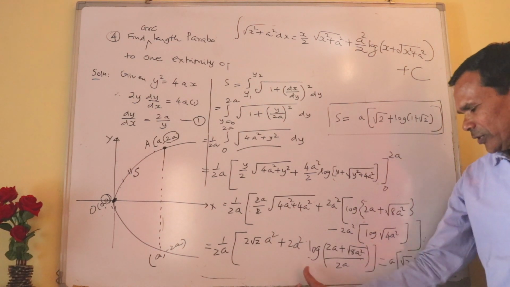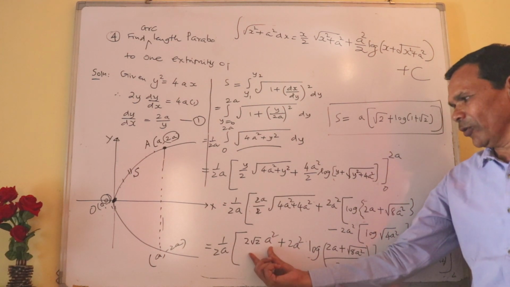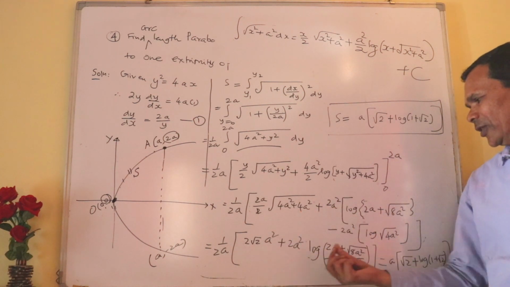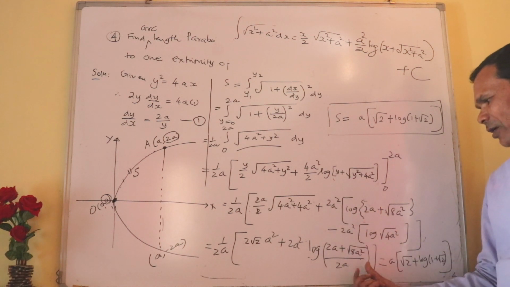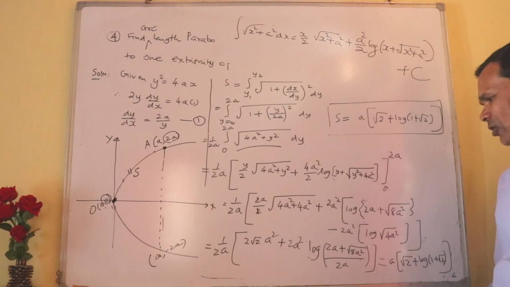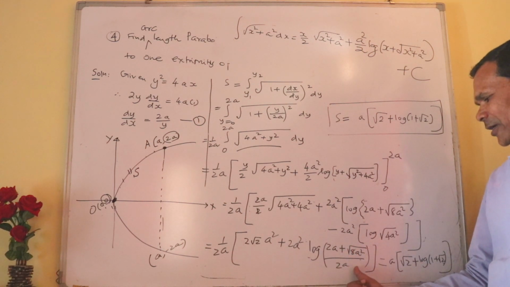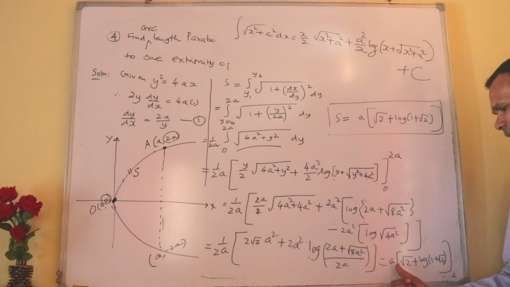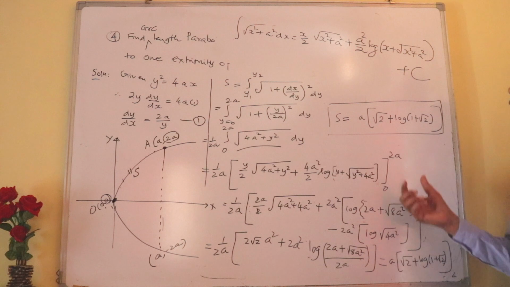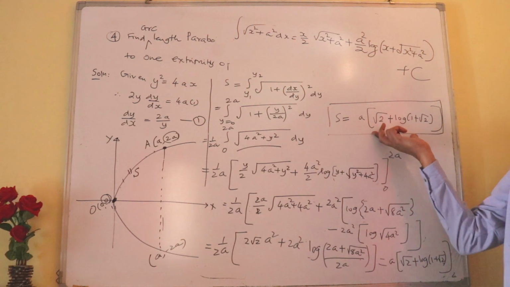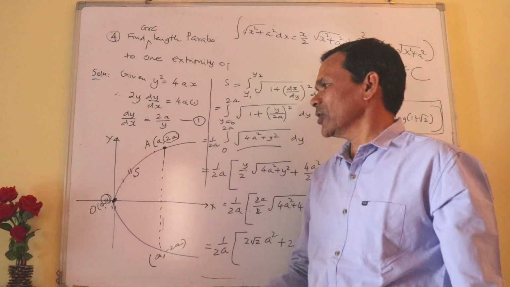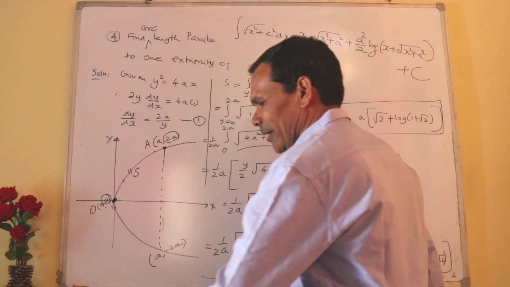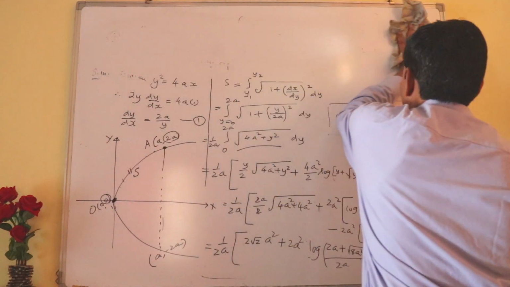Now if you simplify this, you are getting in this particular form, a, this means 2 root 2a square. Here 2a square, I just take 2a square outside and use the formula log a minus log b, it is 2a plus root of 8a square divided by a. So a gets cancelled. So on simplification, a root 2 plus log of 1 plus root 2, that is the arc length being measured from origin to one extremity of the latus rectum. Similarly, we shall see some more examples of this.